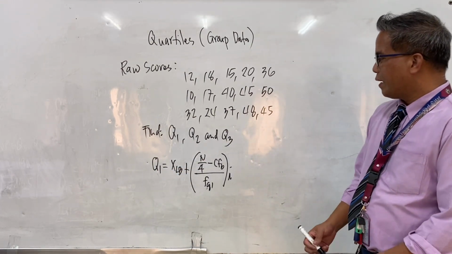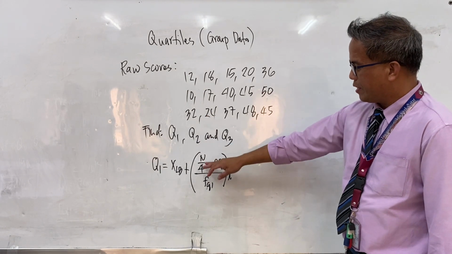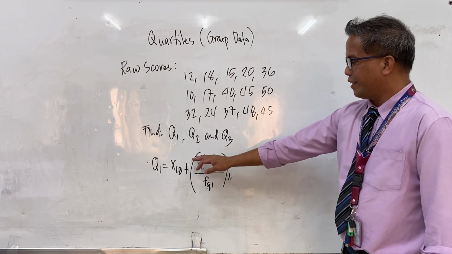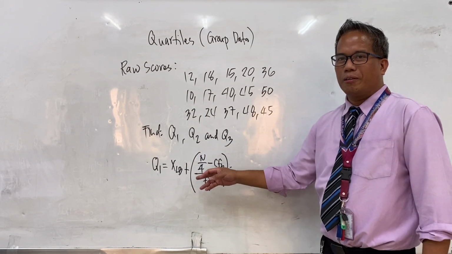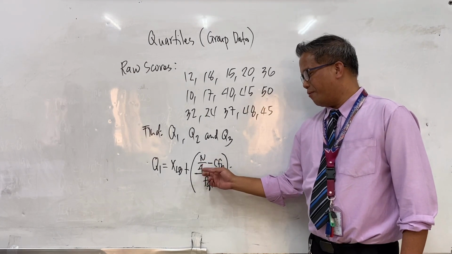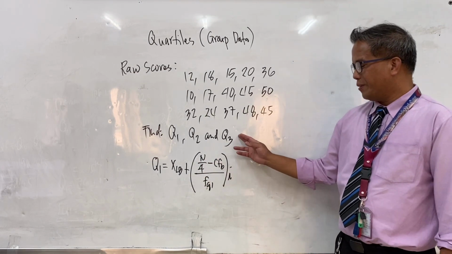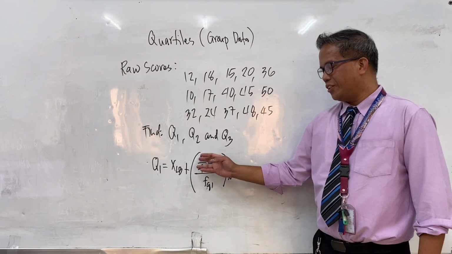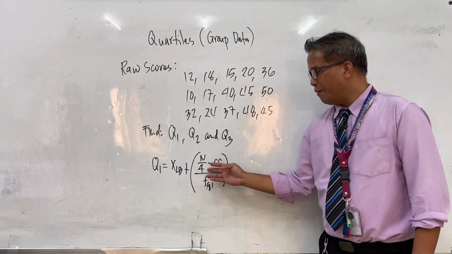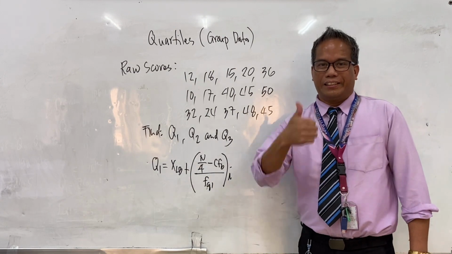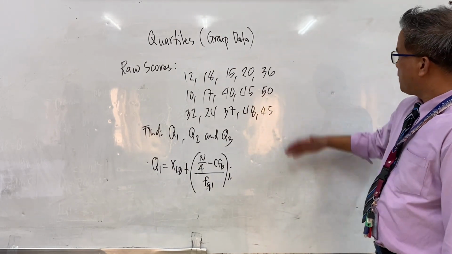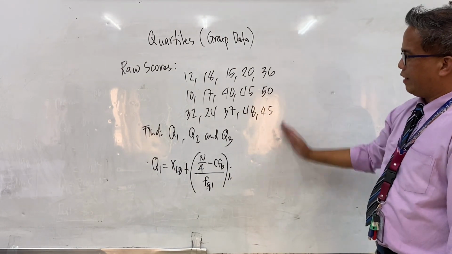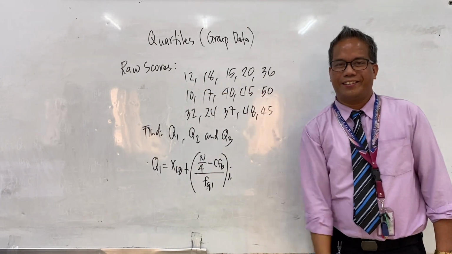Now, how about for Q2? For Q2, just substitute this: instead of N over 4, make it 2N over 4. Then for Q3, just replace this with 3N, meaning 3 times N over 4. So let's start. We are going to make here a table that we will submit.